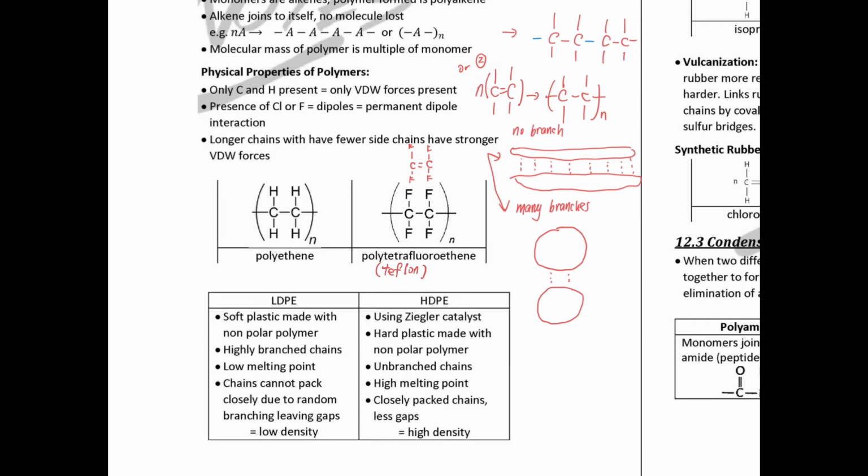Okay. Now in this table we can see 2 columns. So the left hand side is LDPE, low density polyethylene. It is soft plastic. For example, our plastic bag is soft plastic. Okay, so it is made with non-polar polymer.